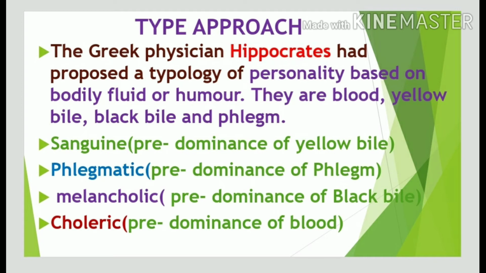Perhaps the earliest known type approach of personality is that of Greek physician Hippocrates, who had proposed a typology of personality based on 4 bodily fluids or humors. They are blood, yellow bile, black bile, and phlegm. Predominance of yellow bile leads to sanguine personality, and if phlegm is predominant, it leads to phlegmatic personality. Whereas predominance of black bile leads to melancholic personality, and if blood is predominant, it leads to choleric personality. So these are the 4 types given by Hippocrates on the basis of bodily fluids or humors.